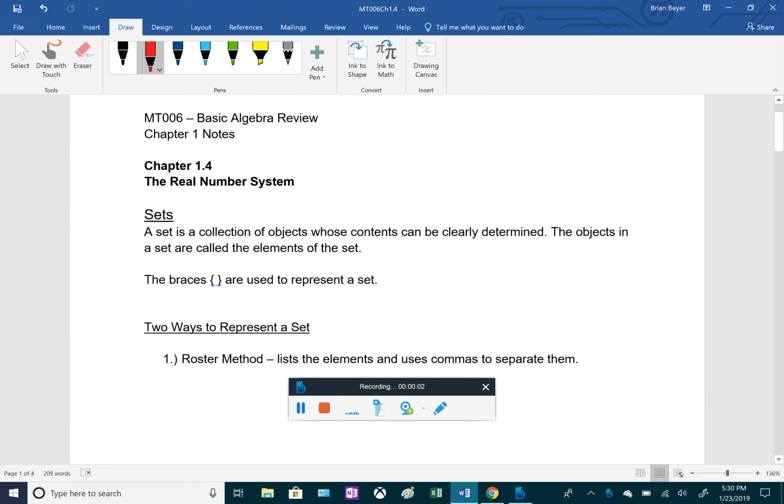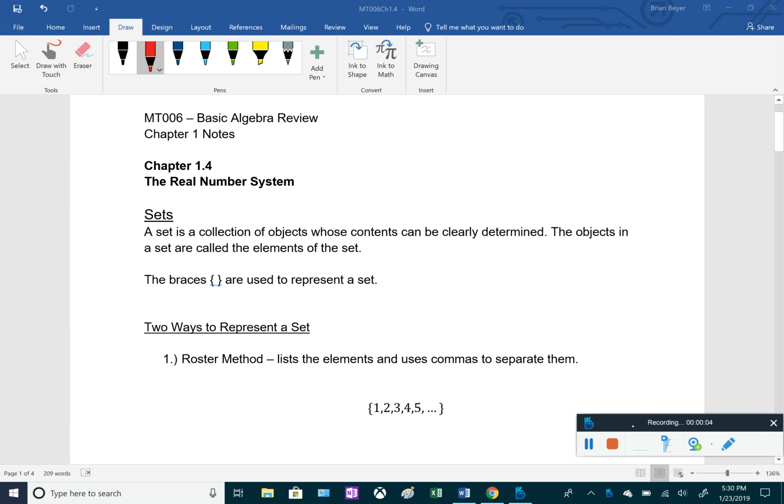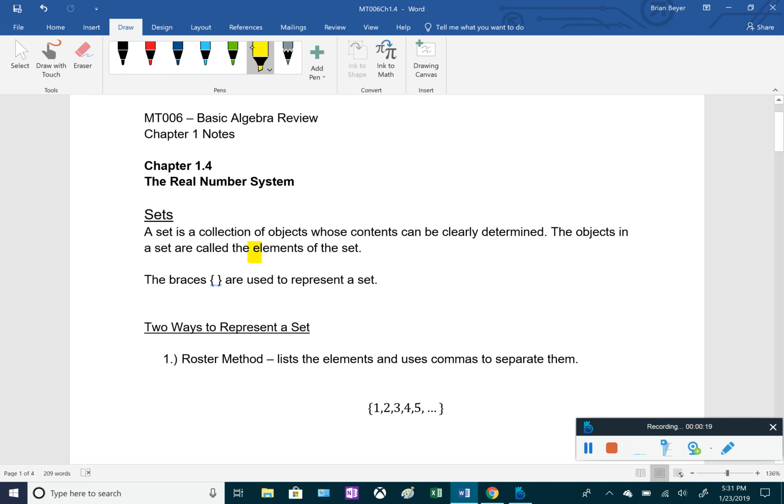Chapter 1.4 is the real number system. So before we get into different sets of numbers, we just have to describe what a set is. A set is just a collection of objects whose contents can be clearly determined. And whatever's in the set, the objects in the set, are called the elements of the set. The way that we represent a set is with braces, or squiggly brackets.